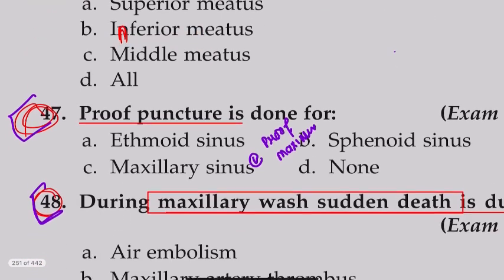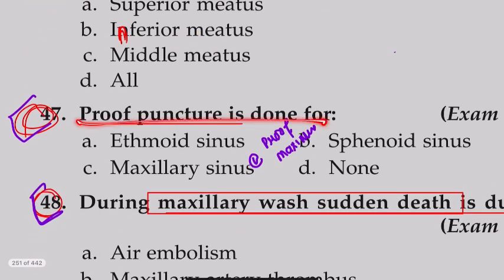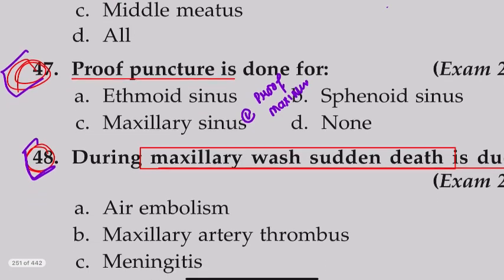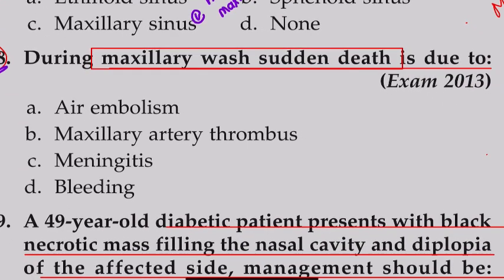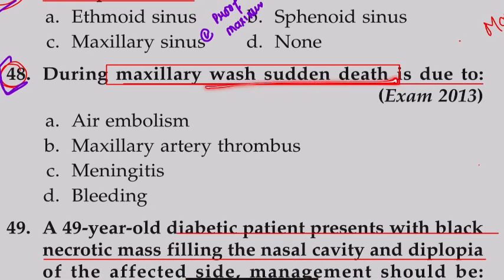Proof puncture is done for the maxillary sinus. Antral puncture is through the inferior meatus, and proof puncture through the middle meatus. During maxillary washout, sudden death is due to air embolism.